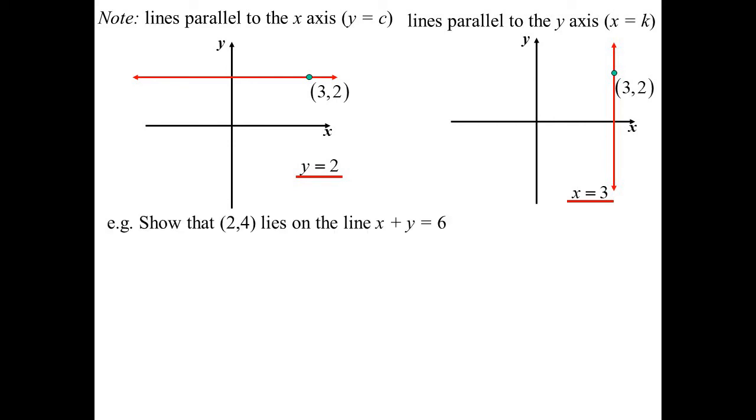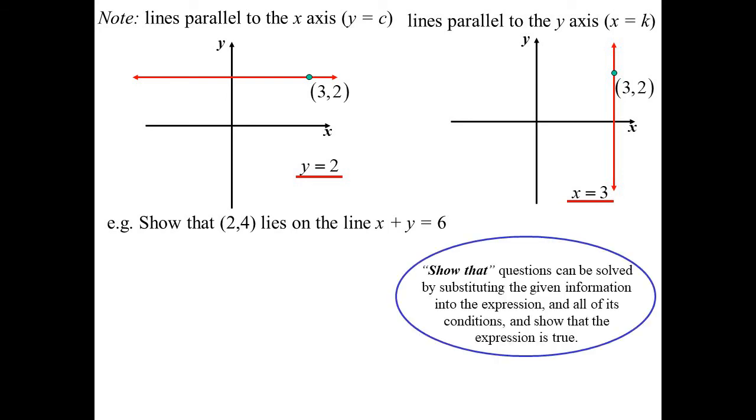This sort of question: show that the point lies on the line. Well, the easiest way to show something is to substitute the numbers in and go, oh look, it works. So let's sub in: x plus y is 2 plus 4, which is equal to 6. So what I've pointed out there, anytime you get a show that question, might be one like this, but any show that question, a valid thing to do is simply substituting the given information.